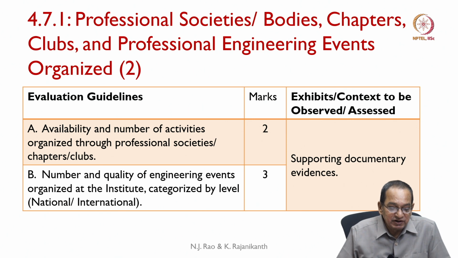So the evaluation guidelines are the availability and number of activities organized through professional societies or chapters or clubs. There are 2 marks for that, and the number and quality of engineering events organized by the institute, categorized by level, national or international. Here the quality of these engineering events is subjectively judged by the visiting team. That is why we must provide all the details regarding the event, the objectives of the event, the outcomes of the event, the resource persons. All this information is evaluated by the visiting team to arrive at the quality of the engineering event. So the number as well as the quality is important.